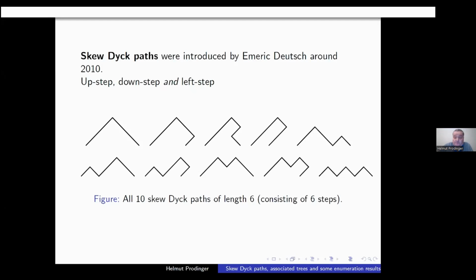So these things should not cross each other, so no anomalies should happen. I have in this picture all 10 skew Dyck paths of length 6, meaning 6 steps. So we see the ordinary Dyck paths, and then we see some more exotic looking ones where you have these left steps, or southwest steps, if you wish. Here is one, and here is one, and so on. So we have 10, and maybe you remember the number 10.